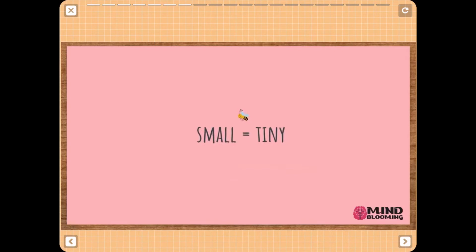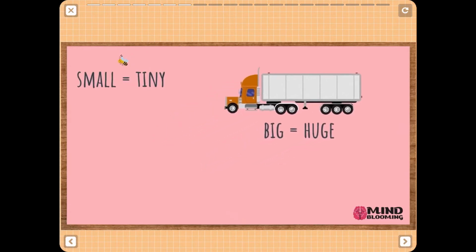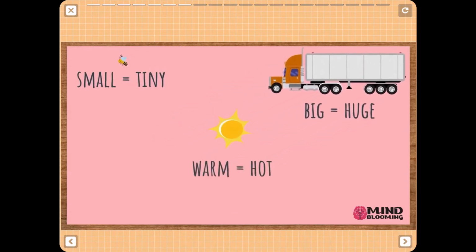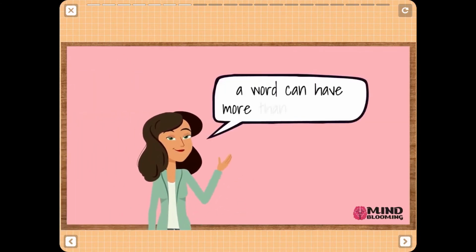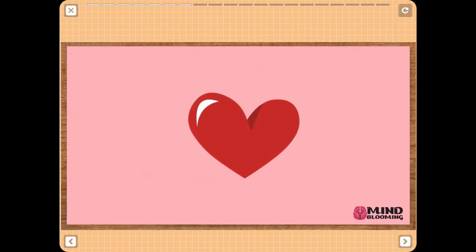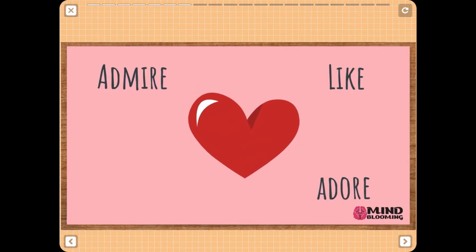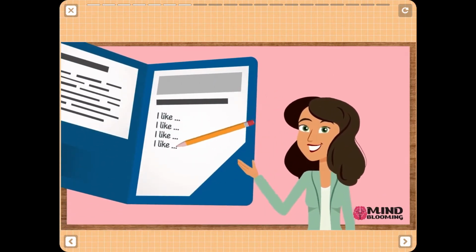For example, the word small is the same meaning as the word tiny. The word big has the same meaning as the word huge. And warm is the same meaning as hot. A word can have more than one synonym. For example, like, adore, admire are all synonyms of the word love. They all mean love. Using different synonyms in your writing makes it very interesting and not repetitive.